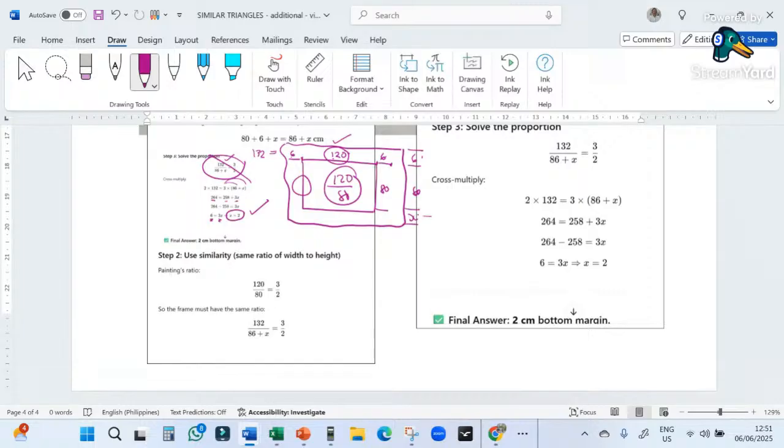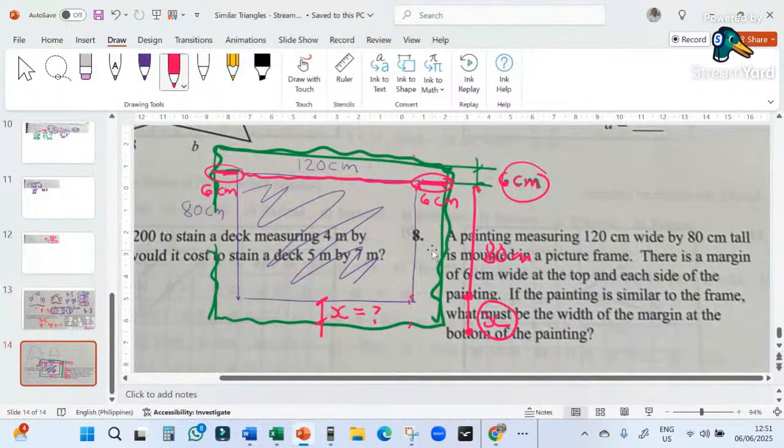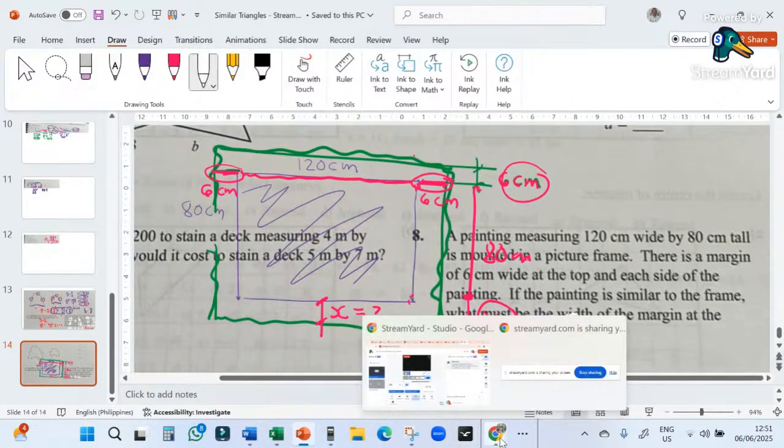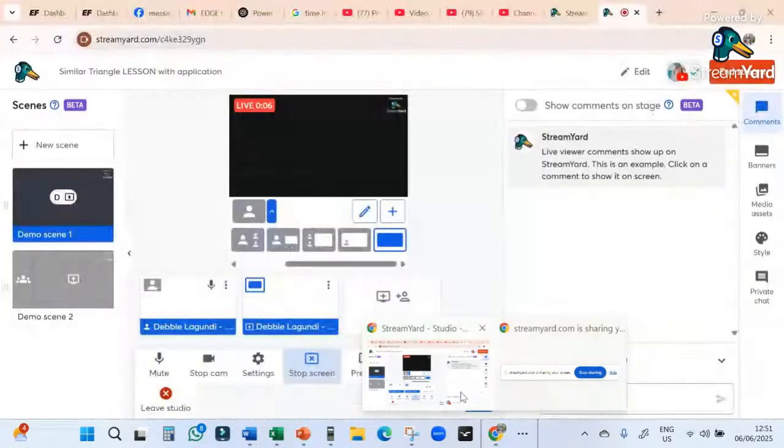here. Okay? And let's go back here. The x here will be equal to 2 centimeters. All right. So this is all, and I hope you enjoyed it and you understood it.